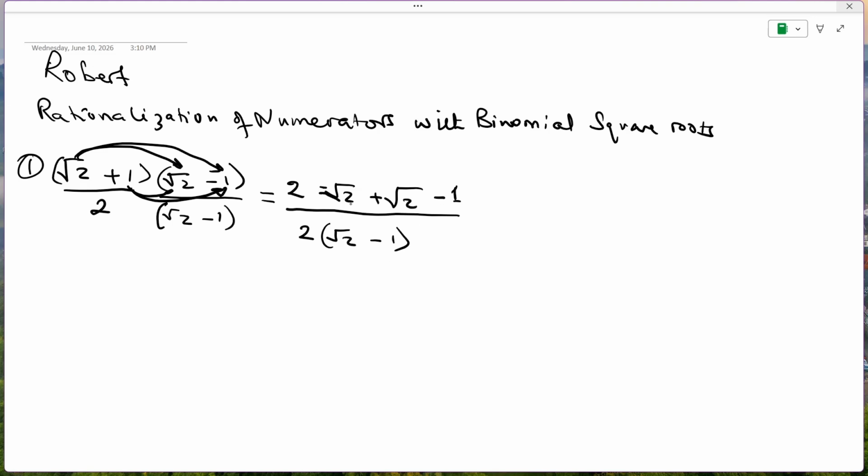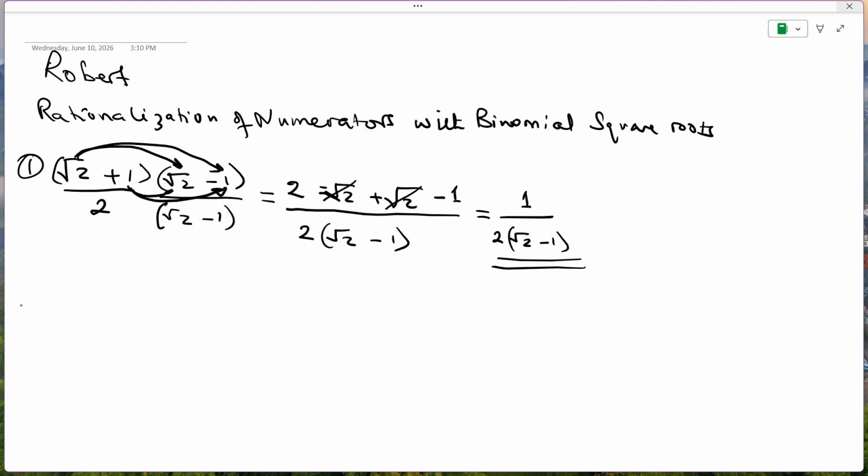Now, we have to simplify the numerator, the top. We have plus root 2 and minus root 2, so those two cancel. Then we have 2 minus 1, which will leave us with 1 at the top. And then at the bottom, we have 2 into root 2 minus 1. And that's our answer.